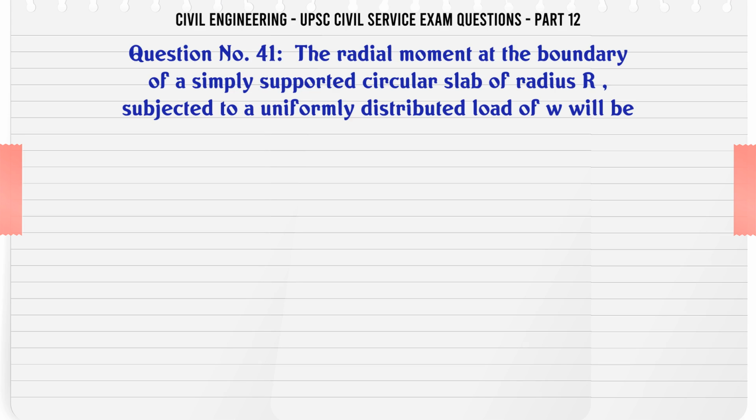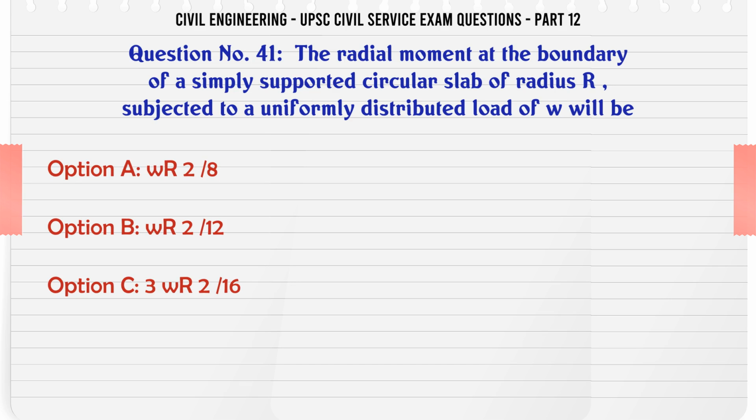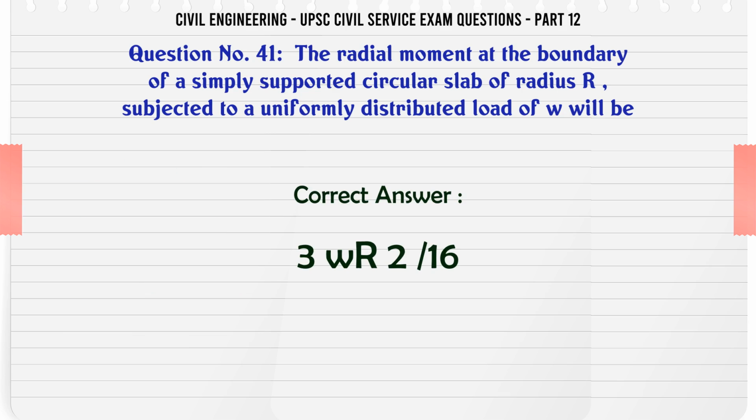The radial moment at the boundary of a simply supported circular slab of radius R subjected to a uniformly distributed load of W will be A, WR²/8; B, WR²/12; C, 3WR²/16; D, 0. The correct answer is 3WR²/16.